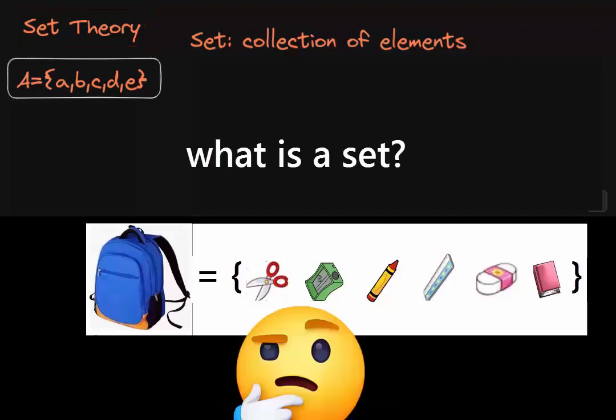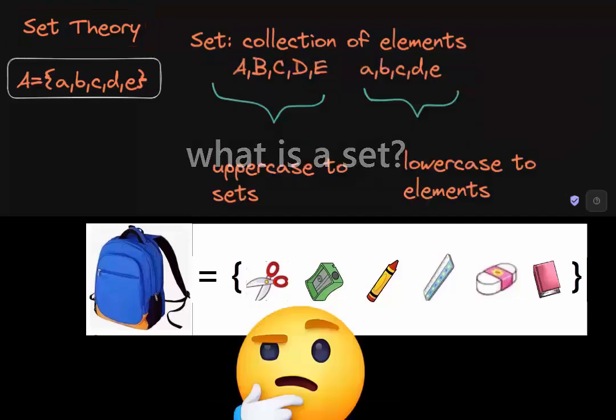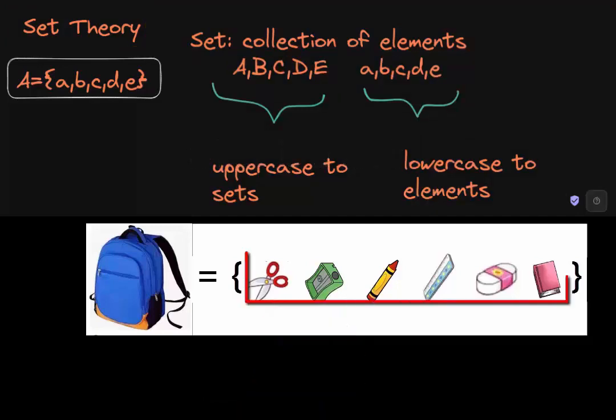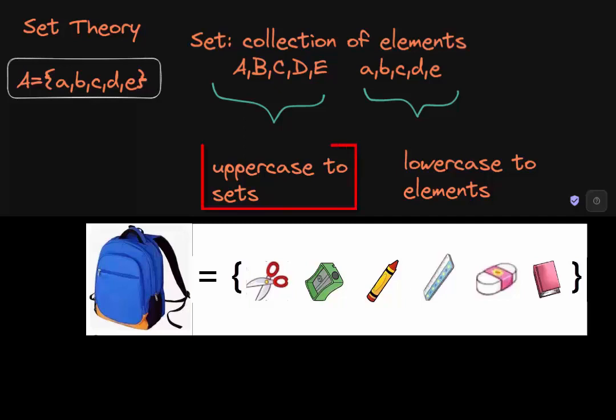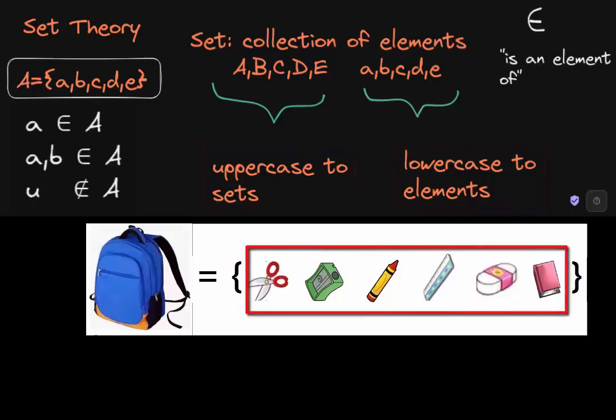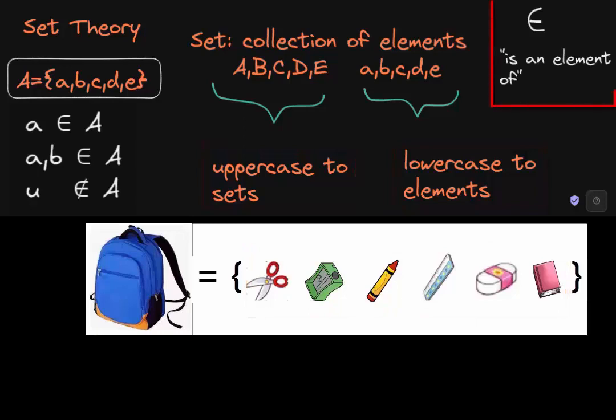So what is a set? It's a collection of objects. Whatever is contained in the bag, they are the set. From now on we will refer to the set with uppercase letters and to its elements with lowercase. We are going to use this equal symbol to say that a specific element or group belongs to the set, like you can see right there.